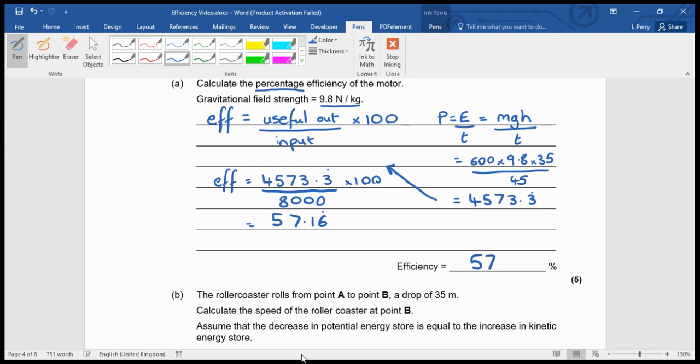I will write that on the answer line. 57. Now notice that was 5 marks. That was a lot of marks. I've got 1 mark for working out the gravitational energy there. I've got another mark for turning that into a power. Another mark for putting that into my efficiency equation. Another mark for the answer, and another mark for the rounded answer. So there's a lot of marks available. Now, your biggest hint is if you get a question with more than, I'd say, about 4 marks in a calculation, you're probably going to have to use more than one equation.